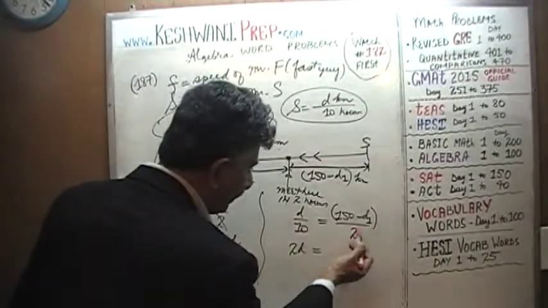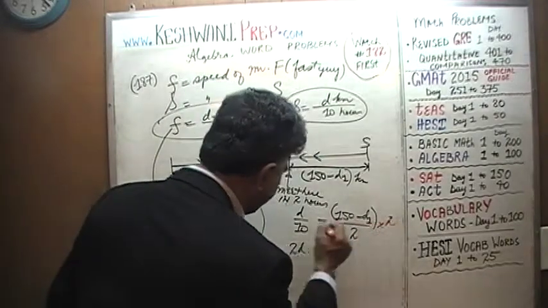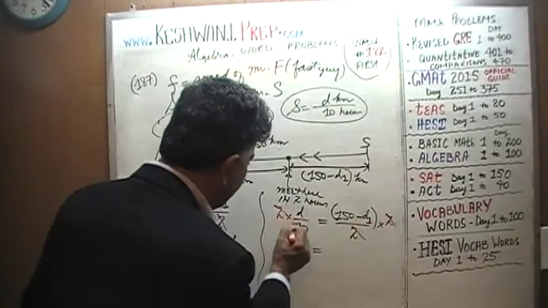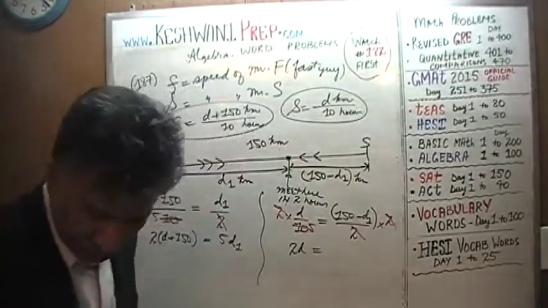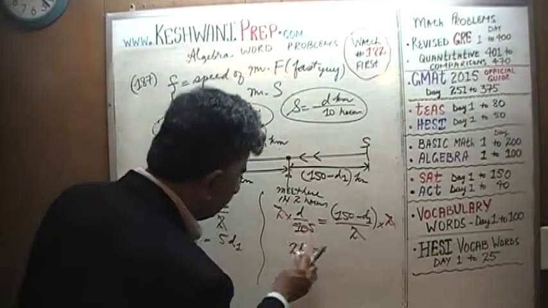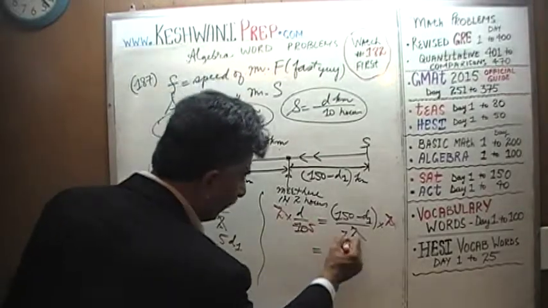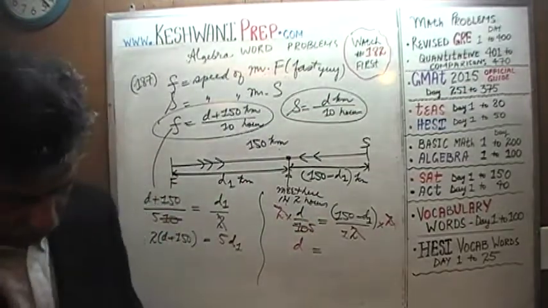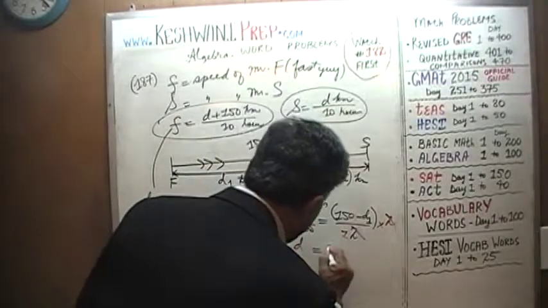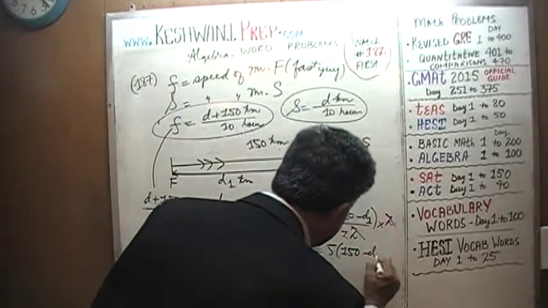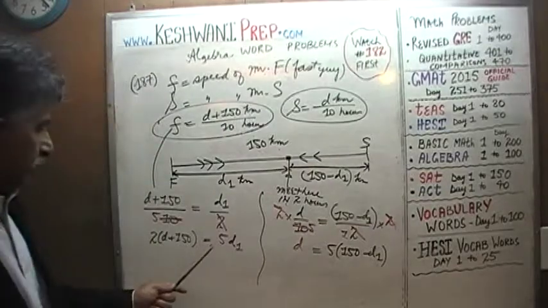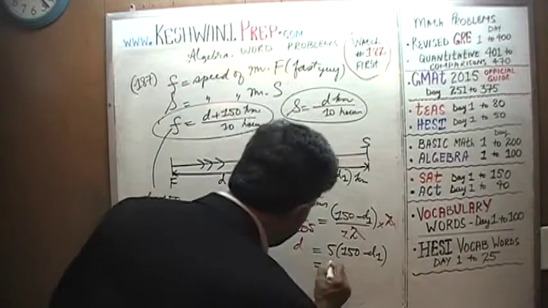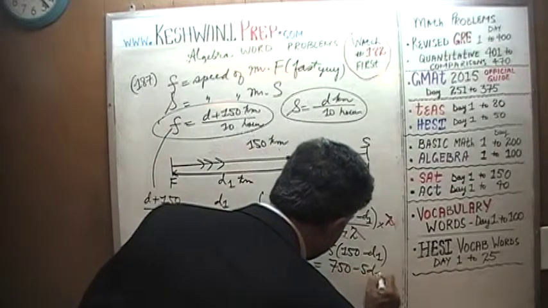Again, we have 10 here, we have 2 here. Let's multiply both sides of the equation by 2. The 2 is going to drop out, and 10 will become 5. So here, we no longer have 2 times D, it's just D, because 1 times D is just D, and here we'll have 5 times this quantity. 5 times 150 minus D1. Let's open the parentheses. 5 times 150 is 750 minus 5 D1 equals D.